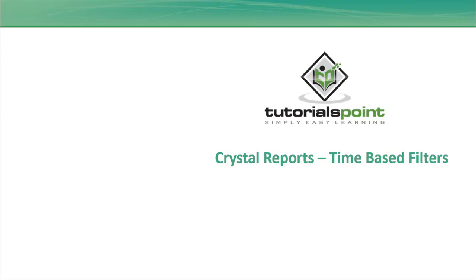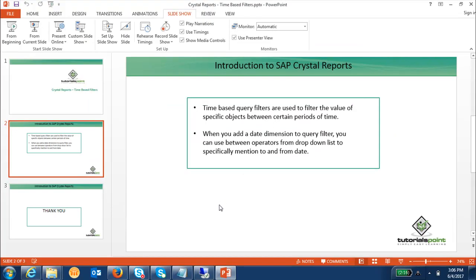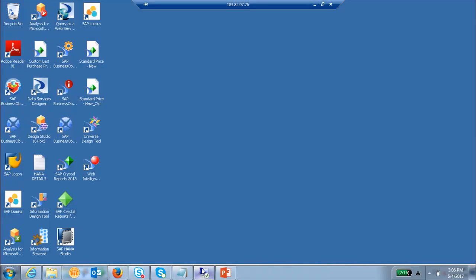In this tutorial, we will discuss the time-based filters in the Crystal Report for Enterprise tool. The time-based query filters are used to filter any value of a specific object between a certain period of time. When you add a date dimension to the query filter, we can use the between operator from the drop-down list to mention the to and from date. So, let's see in the tool how the time-based filters work.